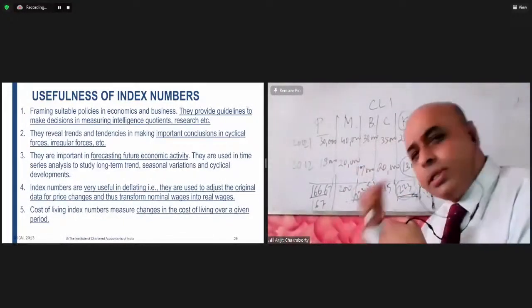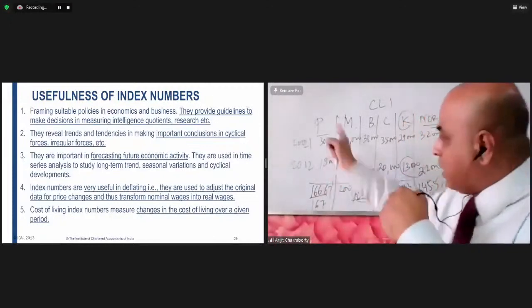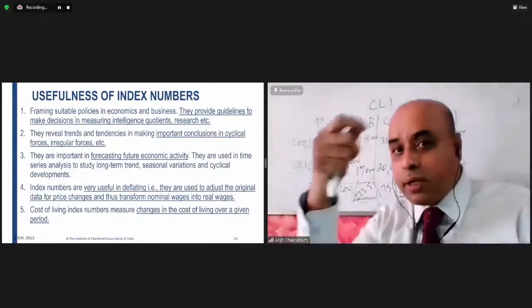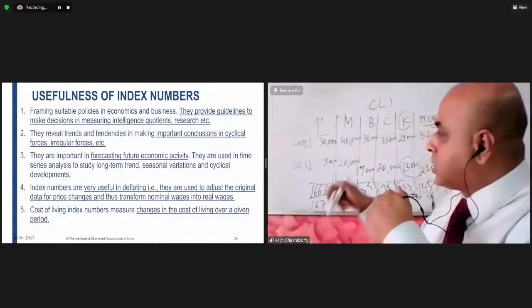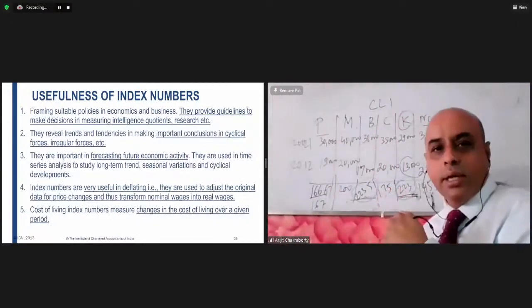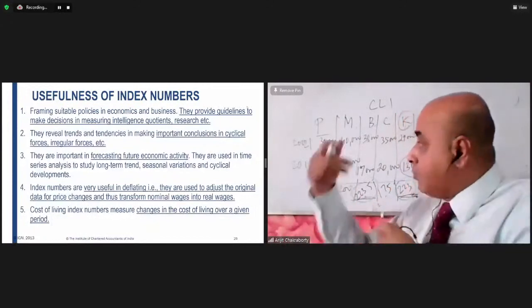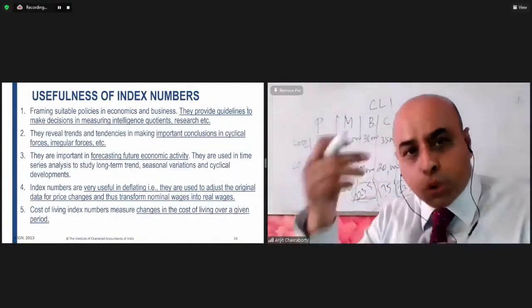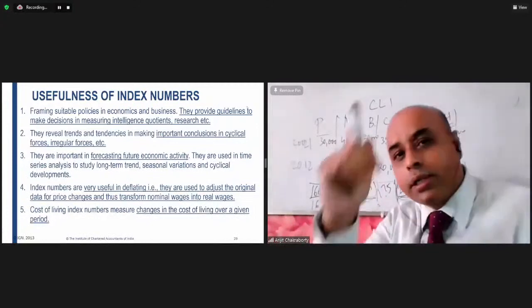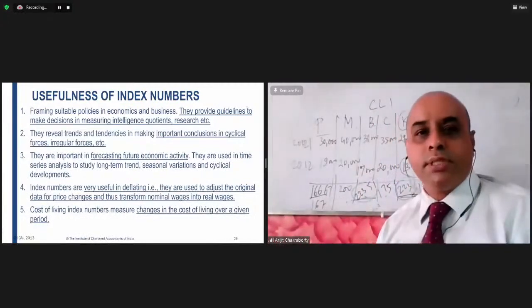Is it theory? Is it useless? No. We have used the same concept which we are learning for the last 1.5 hours. We have used the same concept of current year by base year. But I hope you can see how I'm applying this knowledge to understand which city is showing the highest growth in terms of cost of living, which is the most expensive city.